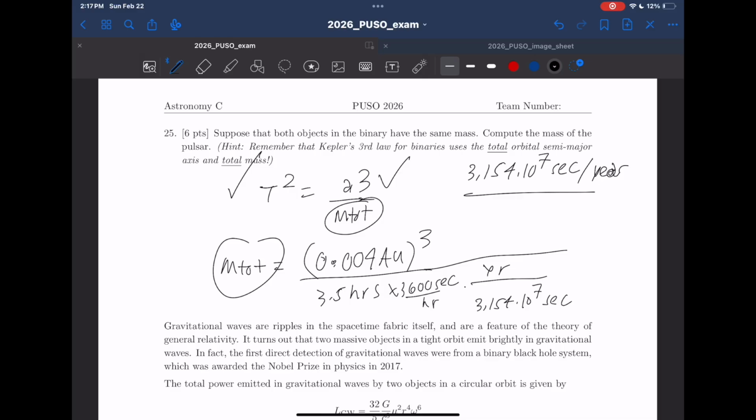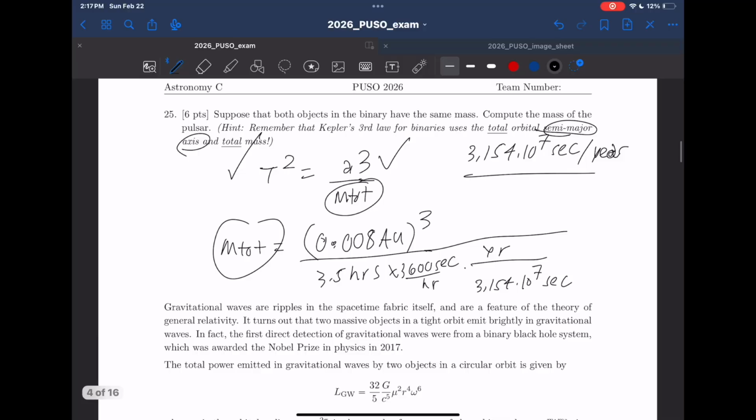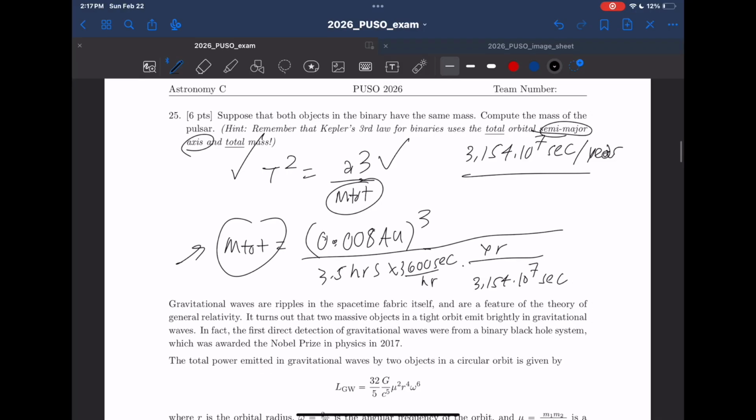let's see. Oh, also, you want to make sure that the semi-major axis you use for Kepler's third law, you need to use the total semi-major axis. That's one thing I forgot to correct. So instead of 0.04 AU, it's actually going to be 0.08 AU. And we can draw the total image a bit later. But this is the total semi-major axis here. And when you do this calculation, you're going to find that M total is equal to 3.2 solar masses.